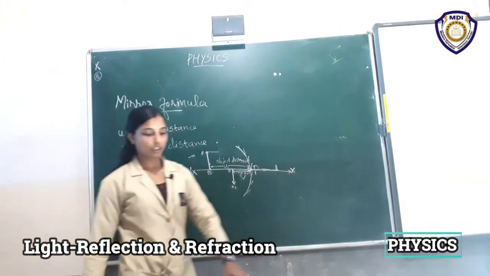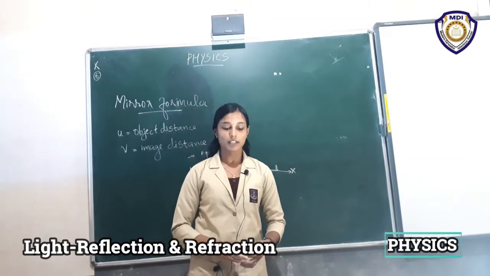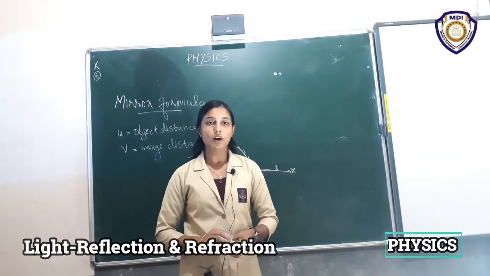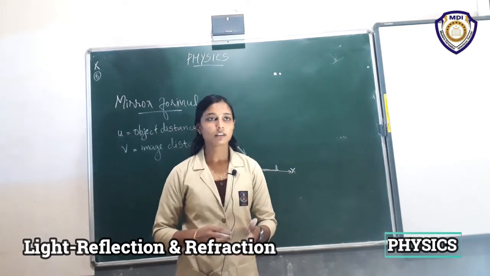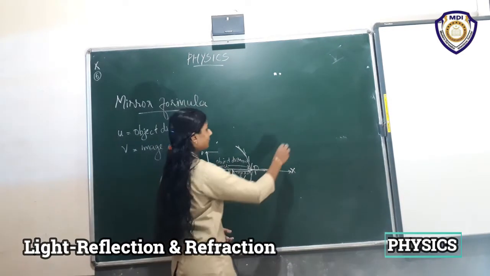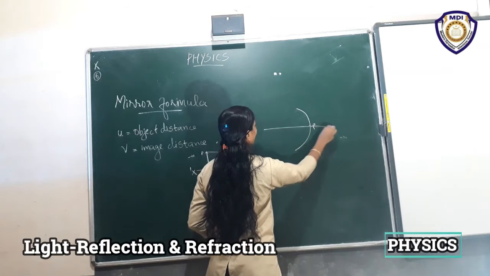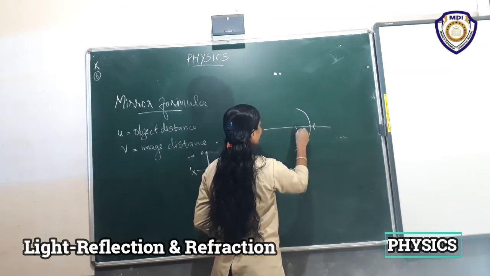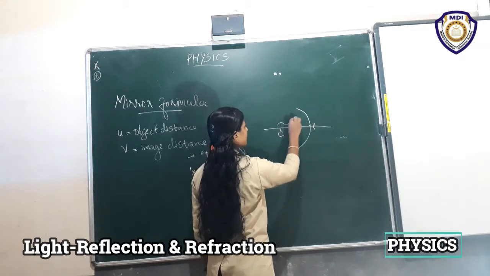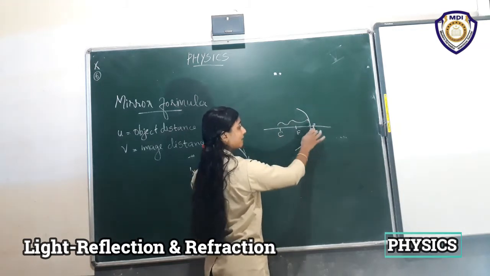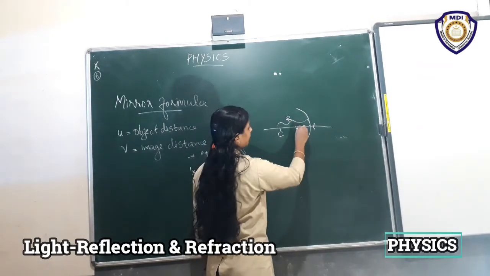And you already know the distance of the principal focus from the pole. Here we have the pole, the principal axis, F and C. So what is this distance? Center of curvature to pole is the radius of curvature. And what will be this distance?